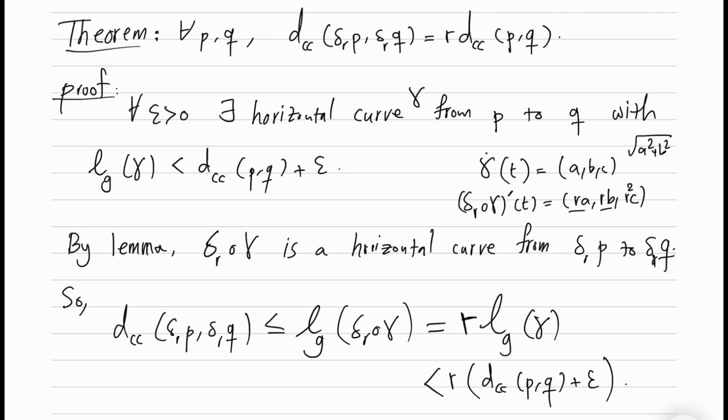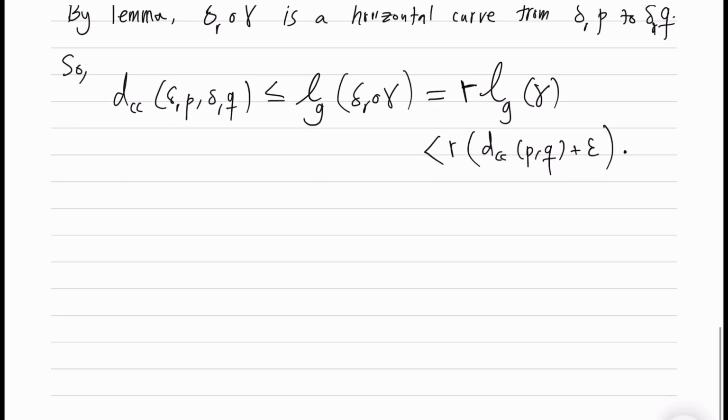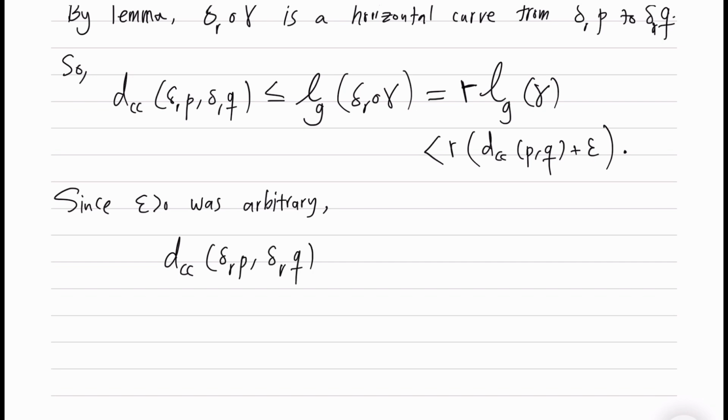So we found one particular curve connecting delta r p to delta r q with this property. But epsilon was arbitrary. Since epsilon was arbitrary, this shows that d_CC of delta r p and delta r q is less than or equal to r times d_CC of p and q.